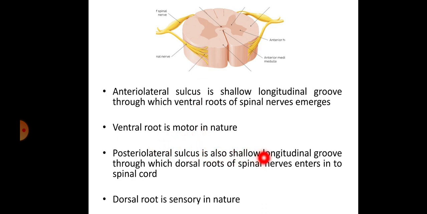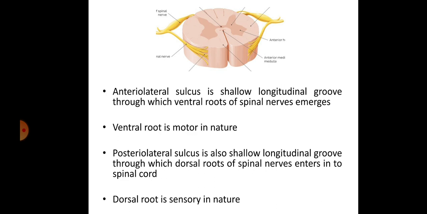And the posterolateral sulcus is also a shallow longitudinal groove through which the dorsal root of the spinal nerves enters into the spinal cord. See, this is the posterior median sulcus. Lateral to that, there is a posterolateral sulcus through which the sensory root nerve is going to enter inside the spinal cord. Dorsal root is sensory in nature and ventral root is motor in nature.